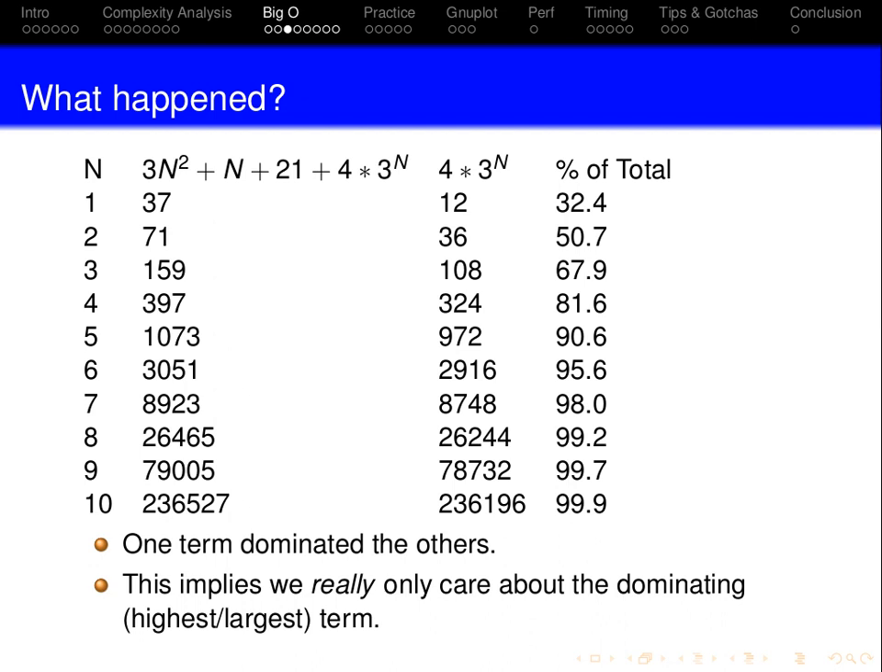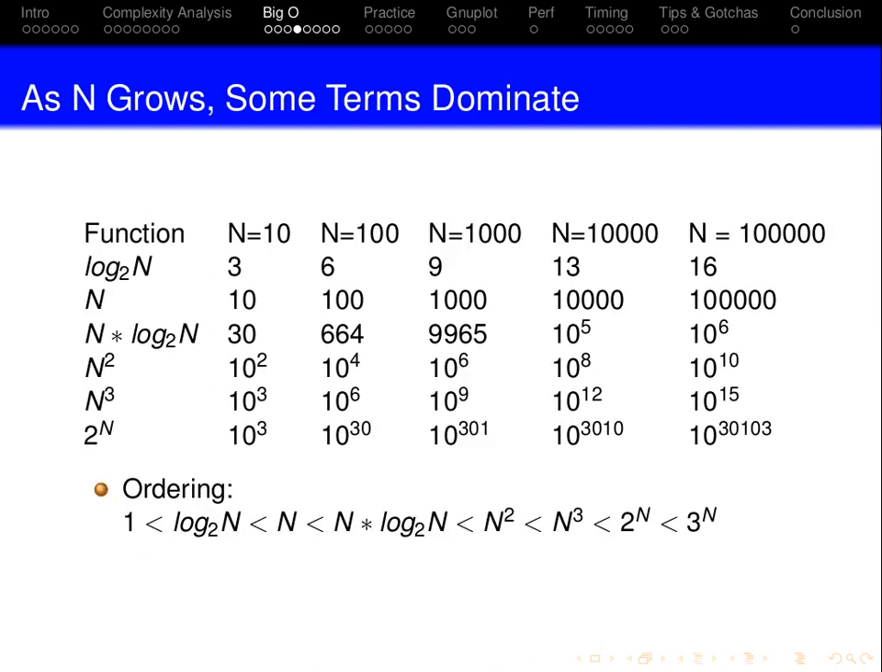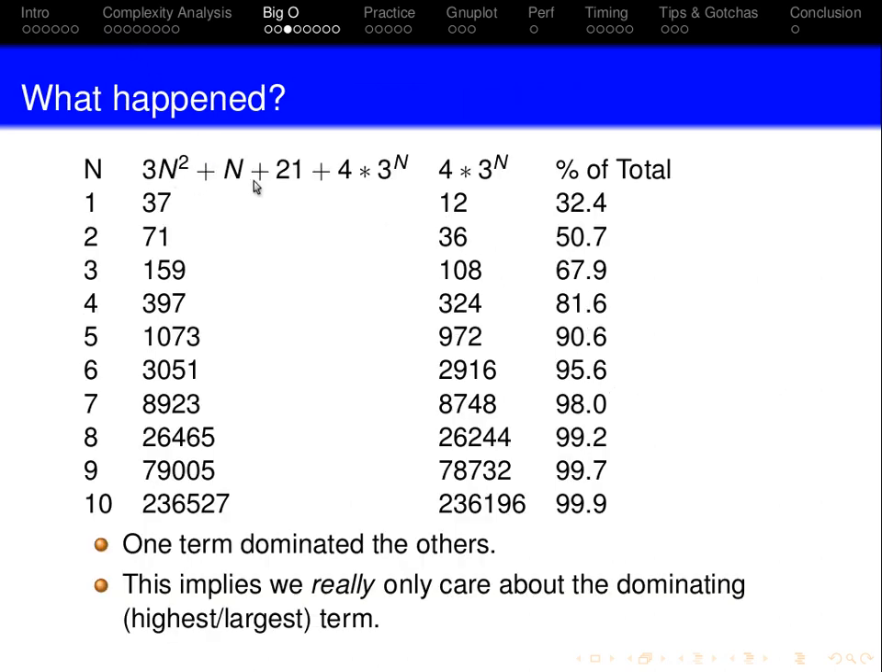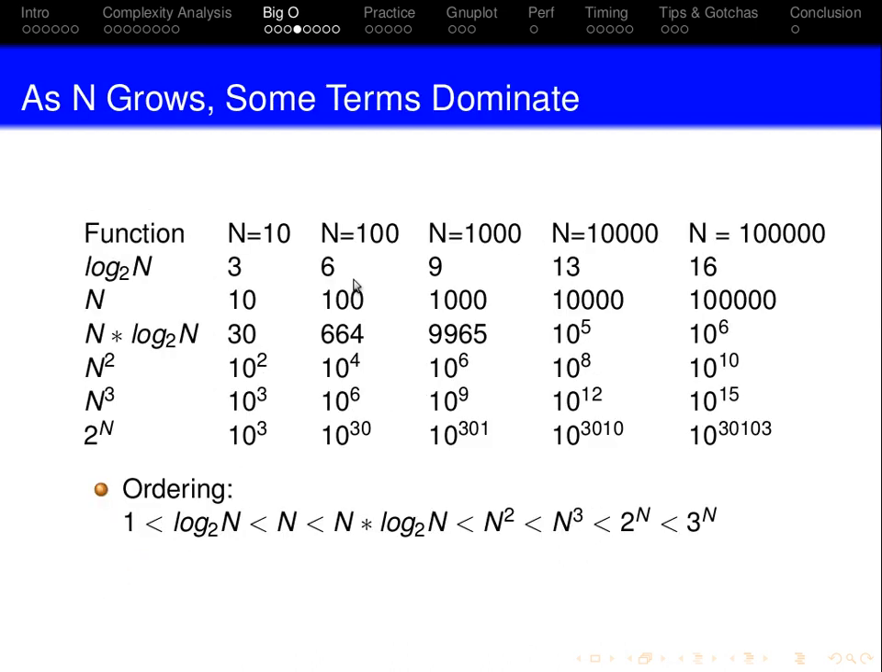So one term dominates the others. This is not just a coincidence. This is going to happen all the time. This implies you really only care about the dominating, or largest, term, because in the end, when n is large enough, we only care about what that term is going to do. So as n grows, some terms dominate more than others. When I say terms, I'm talking about what you add together in here. So here's an n squared, an n, a constant, and a 3 to the n. Those are the different terms I'm talking about.